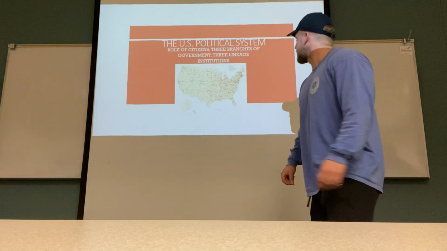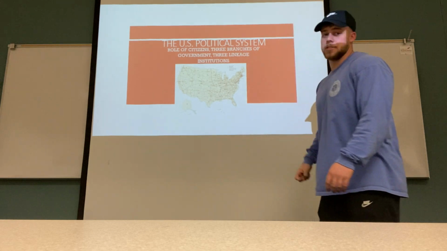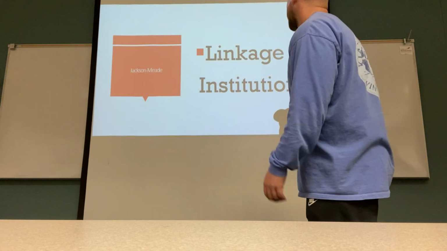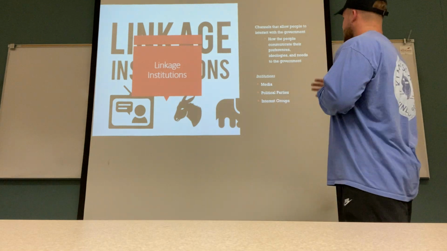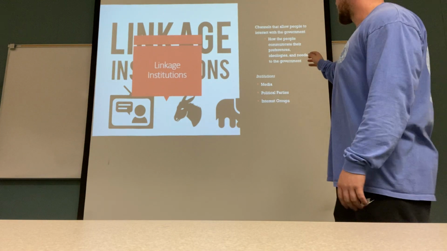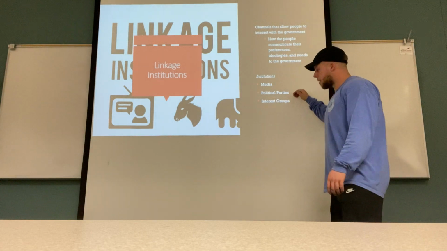All right, today we're going to be going over the U.S. political system. This includes the role of the citizens, the three branches of government, and the three linkage institutions. Linkage institutions are channels that allow people to interact with the government. Examples of this is how the people communicate their preferences, ideologies, and needs to the government. Examples of institutions are media, political parties, and interest groups.